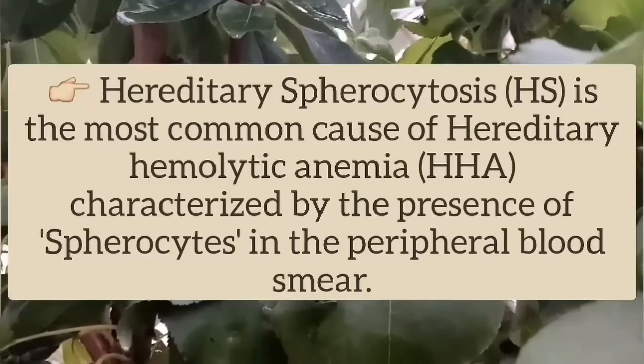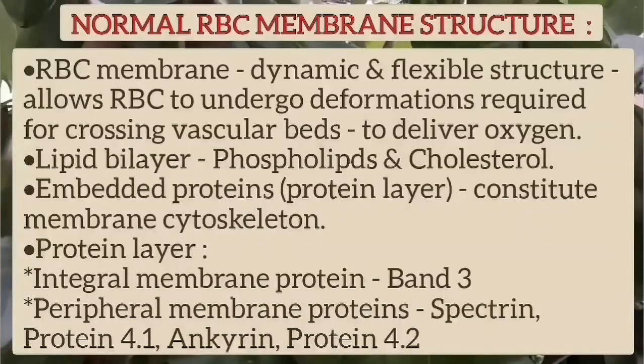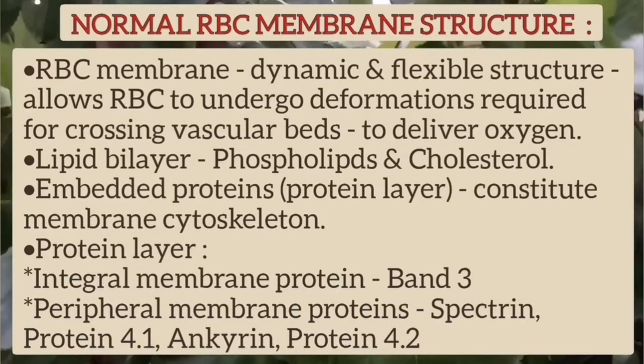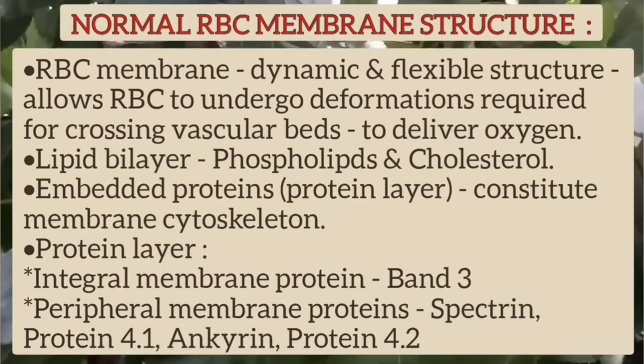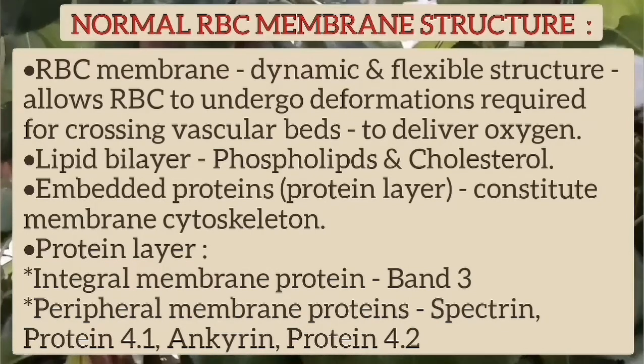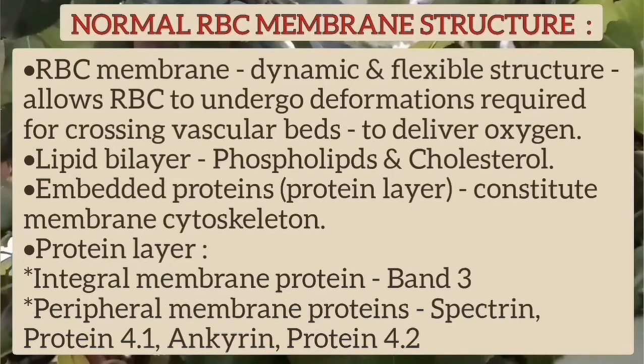the peripheral blood smear. Now friends, the RBC membrane is a dynamic and flexible structure that allows the RBC to undergo deformation, which is required for crossing the vascular bed and to deliver oxygen. Now any change in the structural organization can lead to loss of function of the RBC and cause a hemolytic disorder.